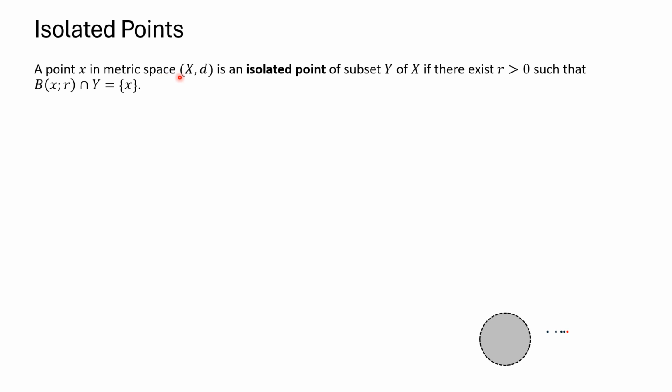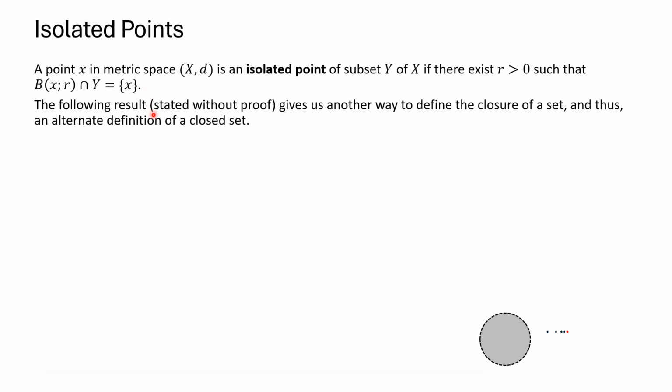A point X in a metric space is an isolated point of a subset Y of X if there is some R greater than 0 such that an open ball centered at X with radius R has as its intersection with Y only the set including X itself. So the idea is that you can put a ball around little x and there would be no other points from Y in that open ball. And that would kind of be the obvious definition of how you would define isolated.